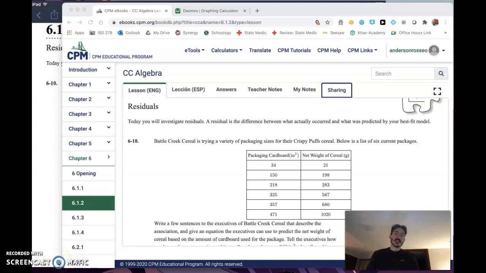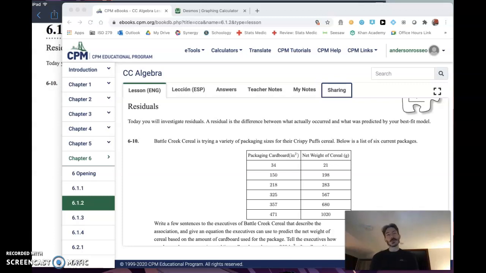Today we're getting together to talk about section 6.1.2 in our CPM ebook. We've got a couple of goals today, and the main goal is to talk about something called the residual. It's what you see here at the top of that 6.1.2 lesson. A residual, don't even sweat it, is just a fancy name for an error.